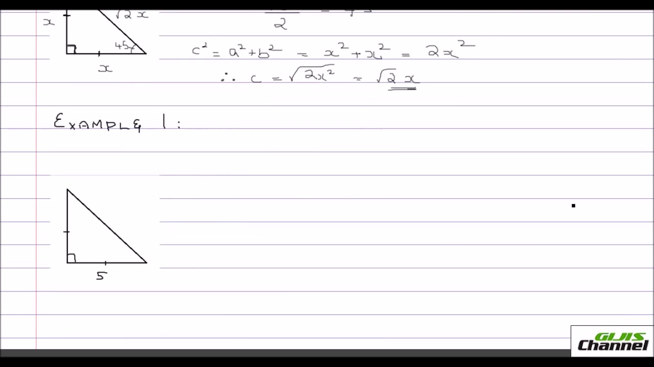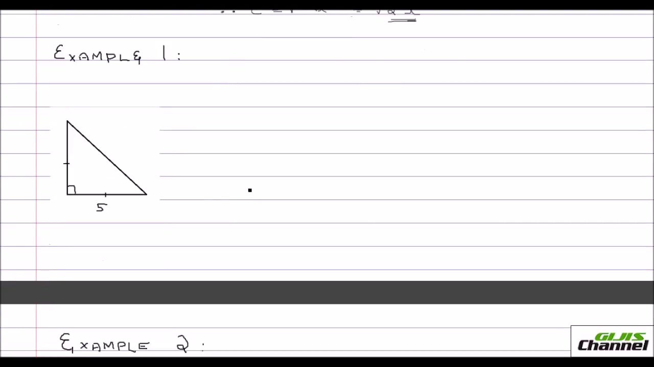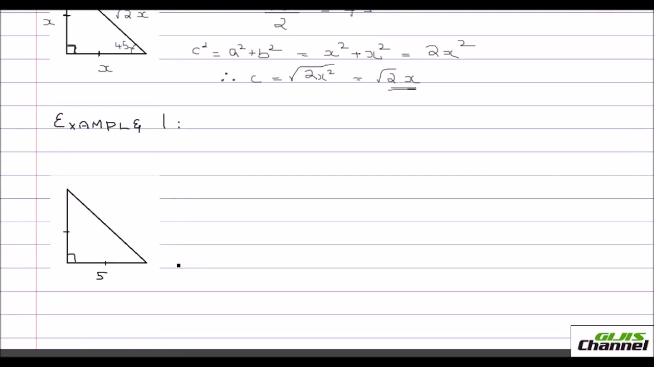Now let's look at an example and see how we apply this property of an isosceles right triangle. Here in example 1, they have given you an isosceles right triangle, and one side of it is mentioned. So since it is an isosceles right triangle, the other side would also be 5. You can use the Pythagorean theorem to find the third side, but this property of the special triangle helps us find it in a matter of seconds.